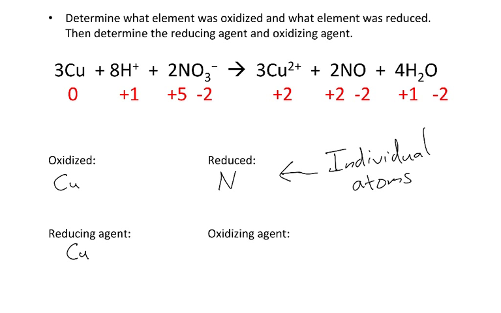But that's not the case when I go to the oxidizing agent. The oxidizing agent is the compound that caused copper to become oxidized, so it's the thing that contains the element that was reduced. In this case, the nitrate ion. So the answer for the oxidizing agent is the nitrate. So when you ask what is oxidized or what is reduced, the answer is individual atoms. When we ask what is the reducing agent and what is the oxidizing agent, we're talking about the whole compound or ion, in the case of this polyatomic ion.